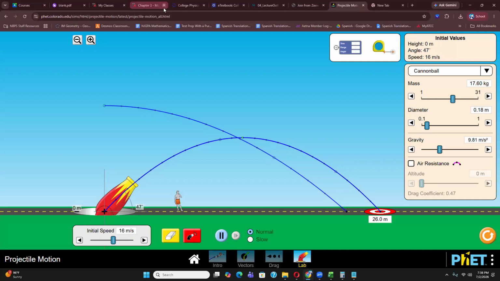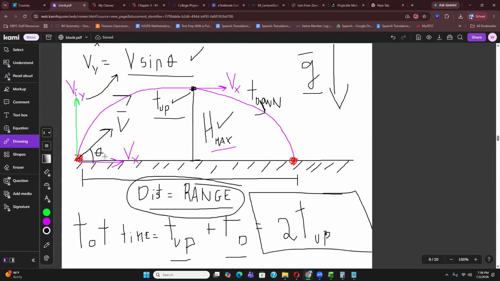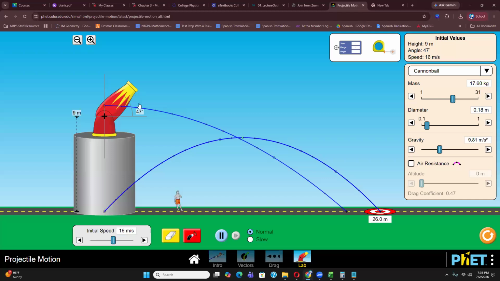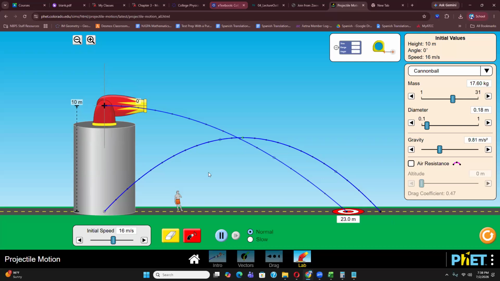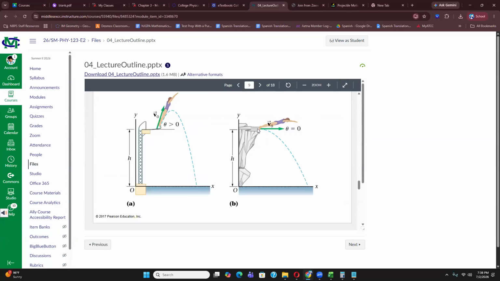Now, a particular situation is when this angle is 0. Is this situation I gave you here. We call that the 0 launch angle. So instead of doing this, which we are going to analyze, what happens if a person, it's not very realistic, what happens if you do this, like that? Okay?